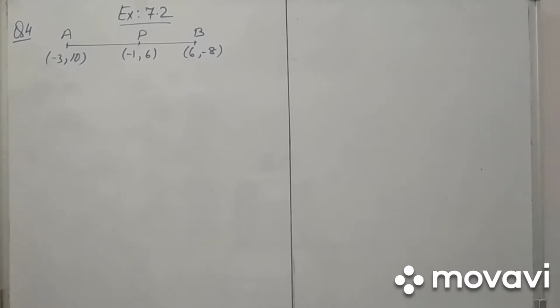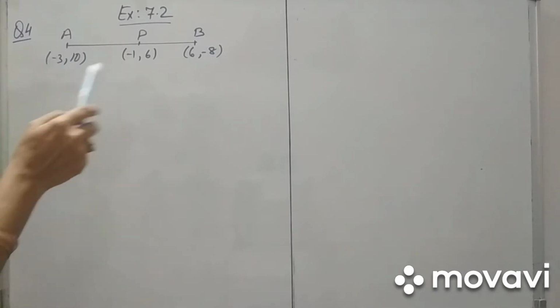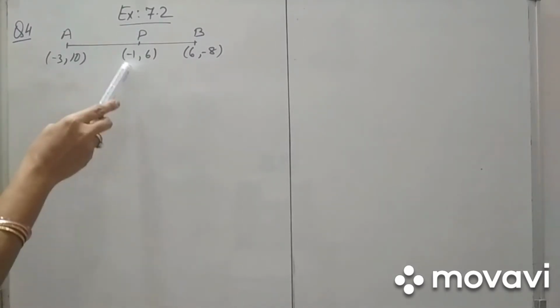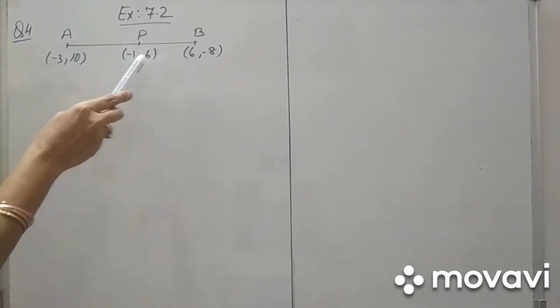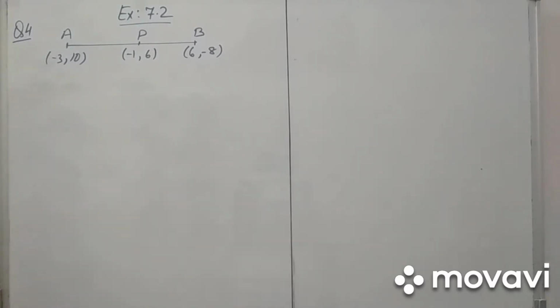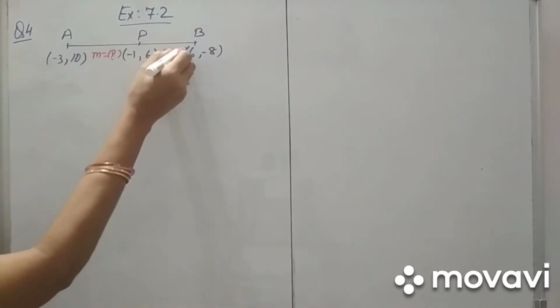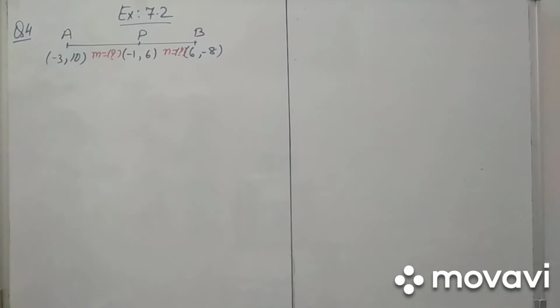Find the ratio in which the line segment joining the point A (-3, 10) and B (6, -8) is divided by a point P. Coordinates are (-1, 6). Here m and n are not given to us. The ratio is not given, so we have to find it out.